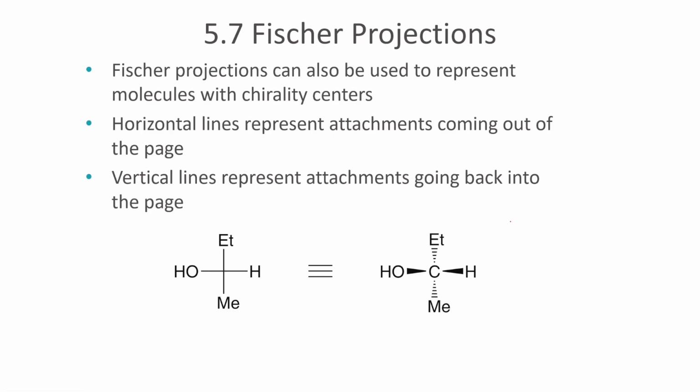And at that point, you can rearrange this a little bit and rotate it, and end up, for example, putting these two on a line, and then this one would still be a wedge, and this would still be a dash. We're going to get a little bit more into this when we talk about carbohydrates, but you should be aware of what these Fischer projections are trying to represent.